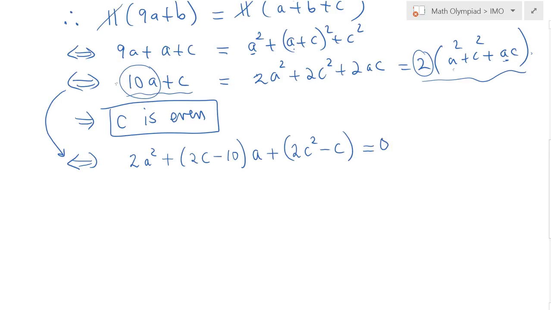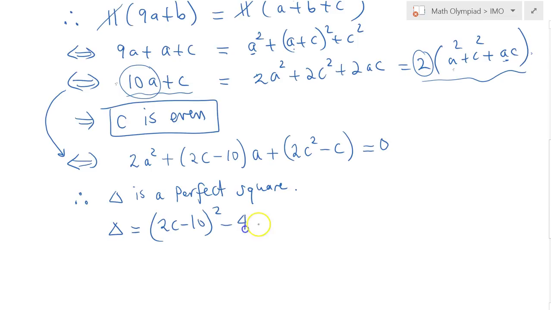That's equal to 0. Remember that the values of the two roots for a must be a digit, right? So a is a digit, so it should come out as a positive integer, which means the discriminant of this thing should be a perfect square. It must be a perfect square, right? So let's calculate the discriminant. The discriminant would be (2c minus 10) squared minus 4 times 2 times (2c squared minus c).